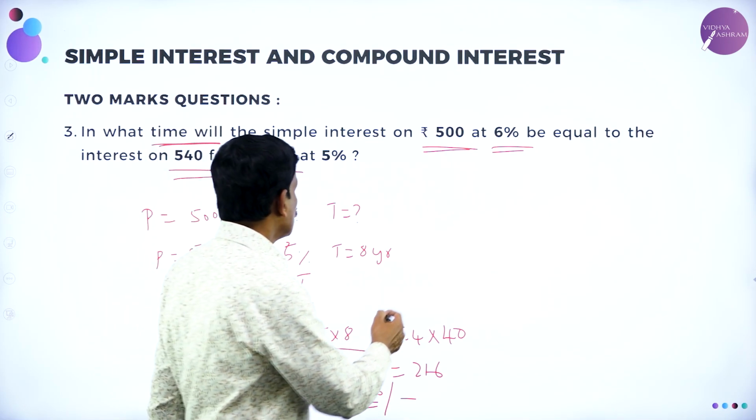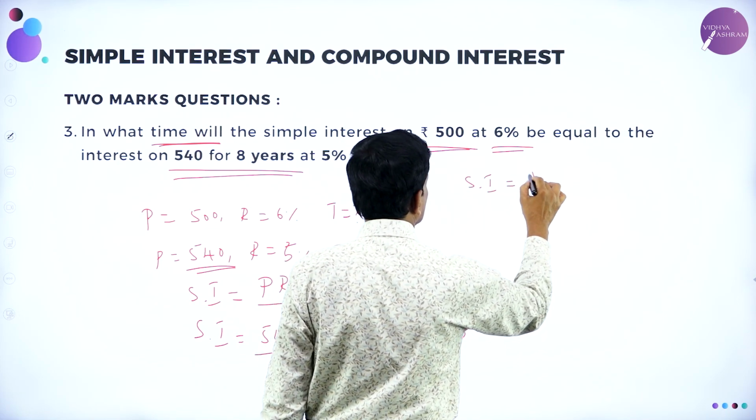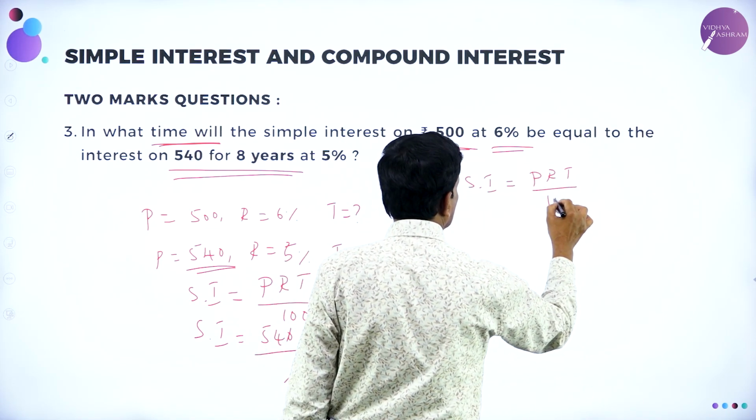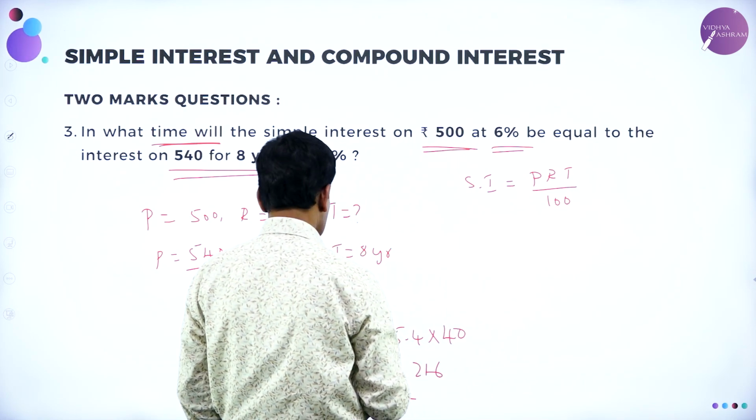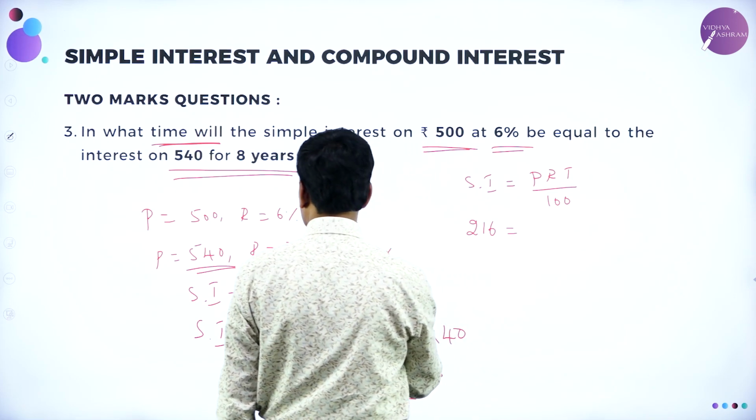Now equate this. Now for the second case, what is the second case? The simple interest is equal to PRT over 100. So simple interest, here it is 216 is equal to P. What is the principal?